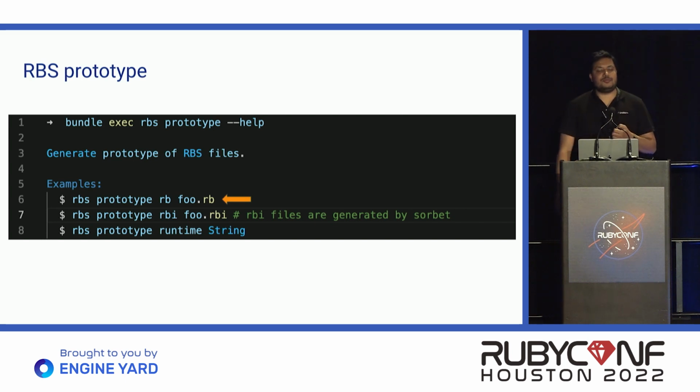RBS prototype comes up with three options: RB, RBI, and runtime. RB uses syntactical parsing of the Ruby code. RBI: Sorbet is a popular library, and for Sorbet there are RBI files which are generated, and to convert those Sorbet RBI files into RBS, we use RBI. And then the third option is runtime. Runtime basically loads your class into memory and then tries to see what all functions, methods, and attributes are defined on that class or object, and then generates the RBS code for that object.